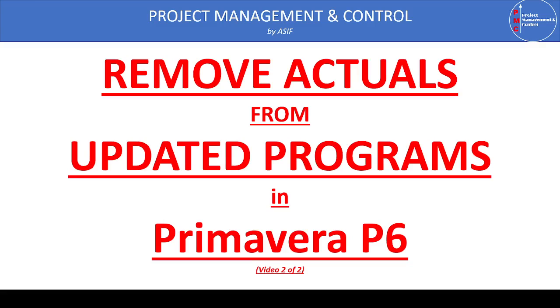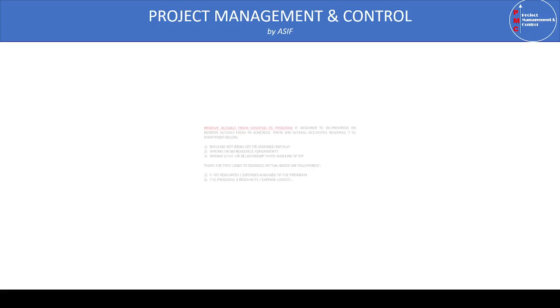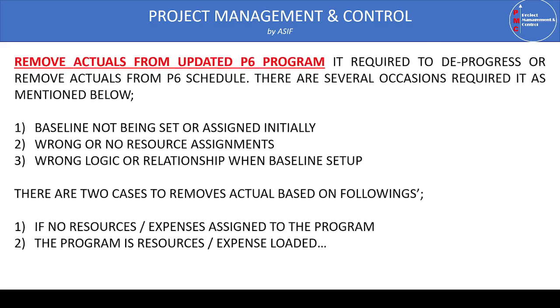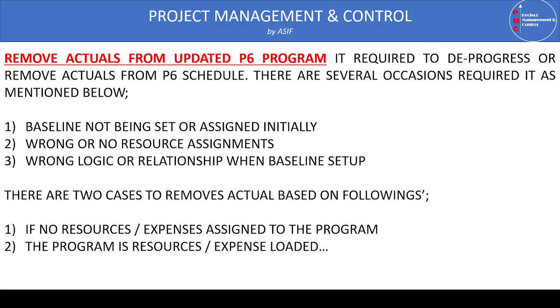This video is the second of my video series I'm making to demonstrate how we can remove actual data from the updated P6 program. So let's see why we need to deprogress the program, or why we are required to remove the actual data or updated data from the P6 program. There are several occasions, as happened with me recently: I got a program of the work and we had started the project already, but the contract was not yet signed, and accordingly there was no BOQ finalized.